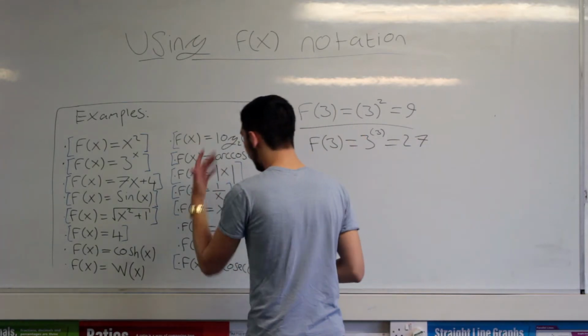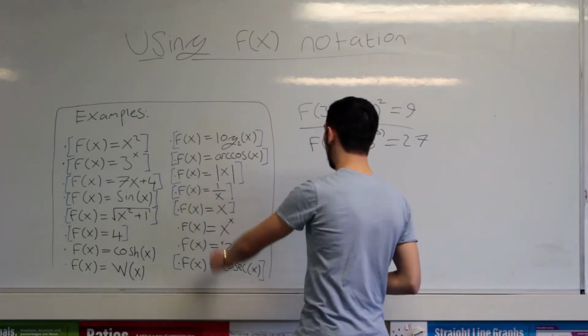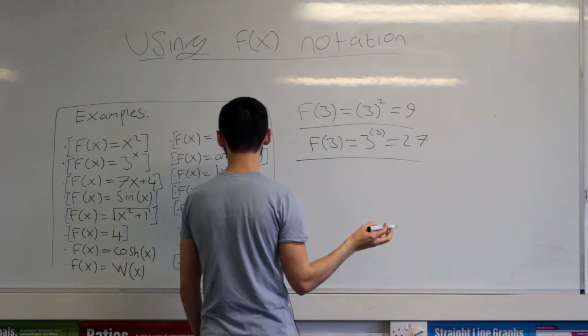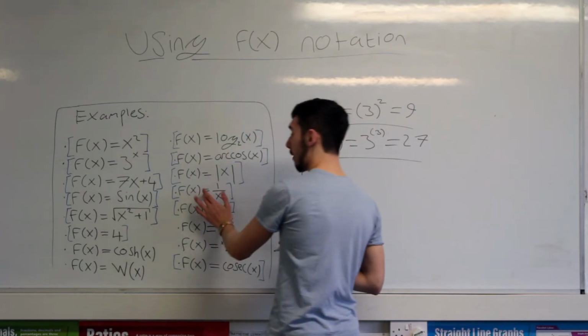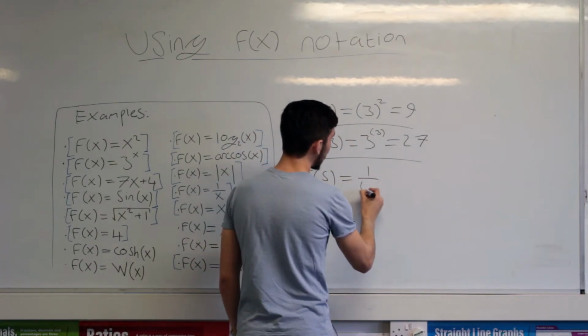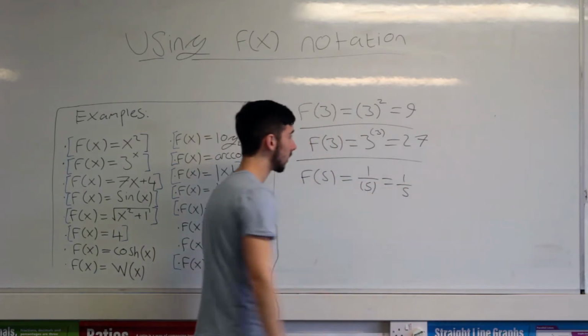Okay, let's try one more of these functions. Let's try this one here. F of x equals 1 divided by x. Okay. Let's choose the number 5. F of 5 for f of x equals 1 over x is 1 over 5. 1 over 5. Okay.